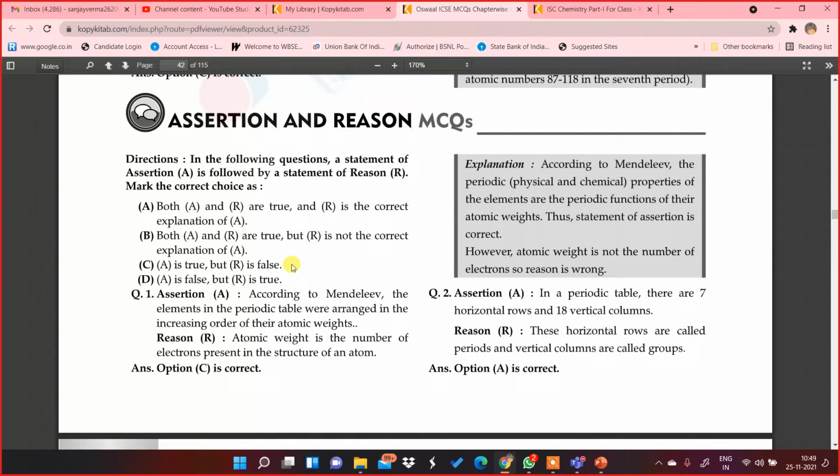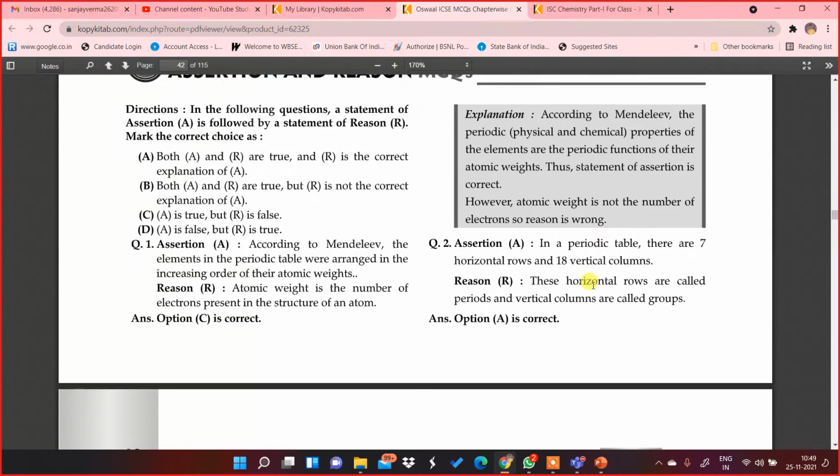It is C. A is true. It is true that Mendeleev arranged the elements in the order of increasing atomic weights. And R is false because atomic weight is not the number of electrons present in the structure of an atom. So our option is C. Then question number 2.